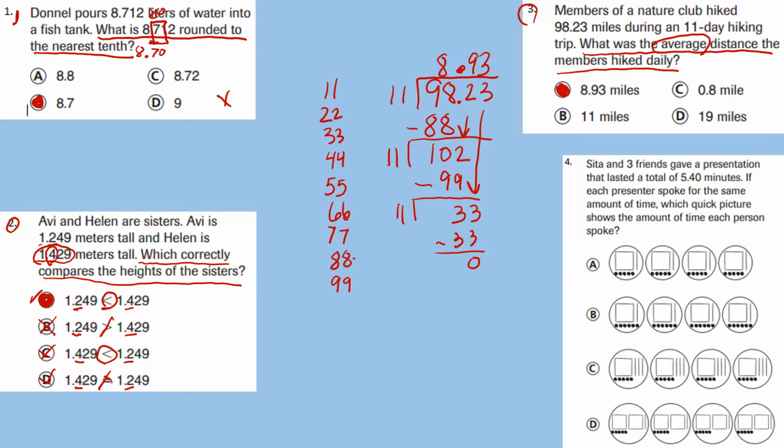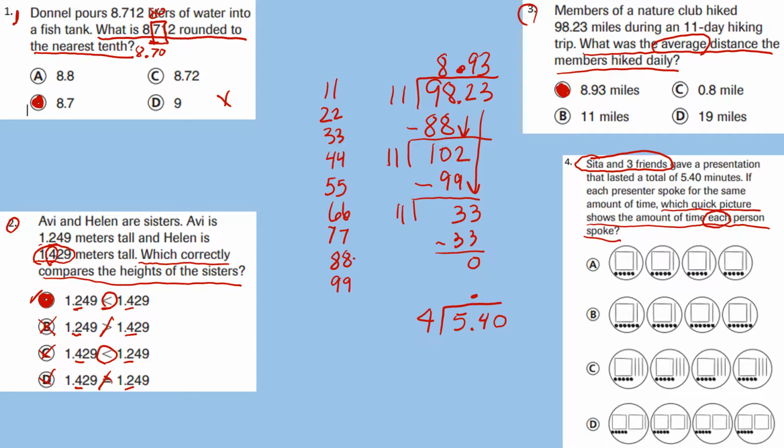Number 4. Sita and 3 friends gave a presentation that lasted a total of 5 and 40 hundredths minutes. If each presenter spoke for the same amount of time, which quick picture shows the amount of time each person spoke? There's that word each in the question sentence. I'm looking for the amount of time each person, again looking for 1, so when I look for 1 I divide, but how many people am I dividing by? It's Sita and 3 friends, so that is a total of 4 people divided into 5 and 40 hundredths.